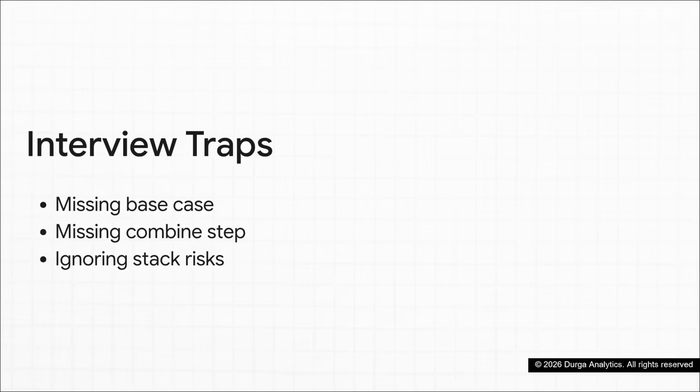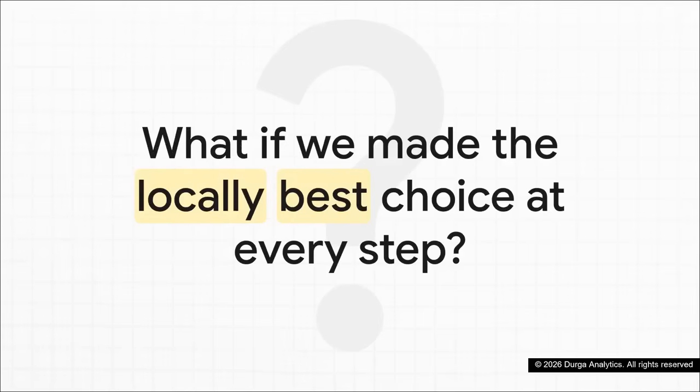So, we've seen how divide and conquer elegantly breaks complex problems down into manageable, combinable pieces. But it leaves us with a really interesting thought as we prepare for our next architectural pattern. What if, instead of meticulously dividing and conquering a problem, we just aggressively made the locally best choice at every single step along the way? Hold on to that thought, because that is exactly the strategy we are going to unpack in Chapter 34 on greedy algorithms.